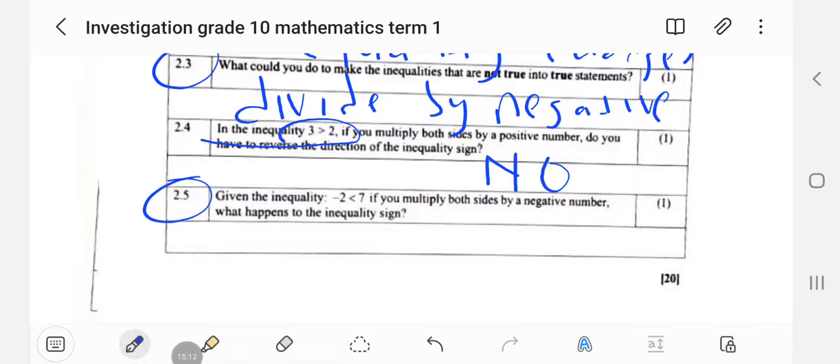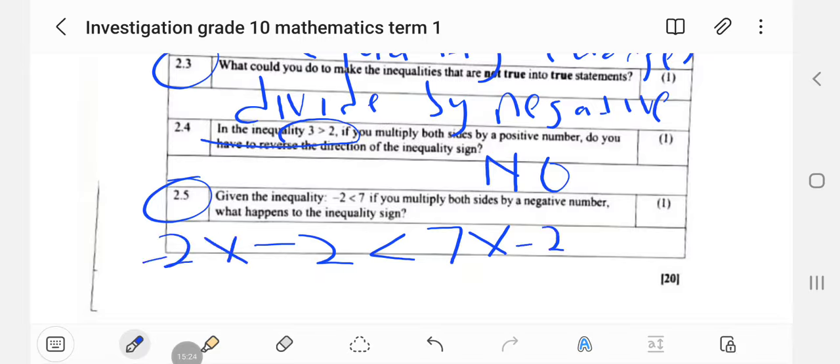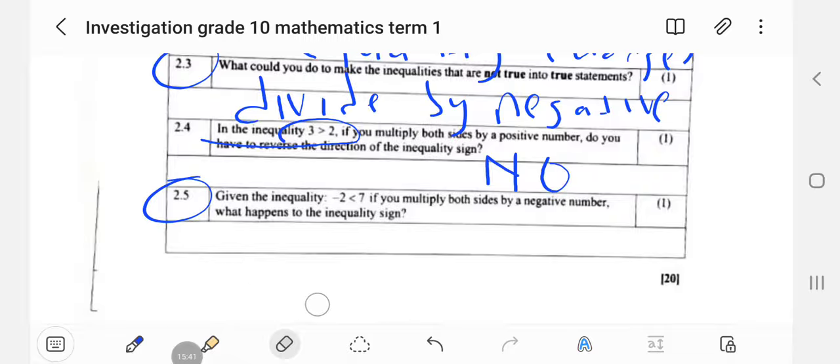2.5. Given the inequality minus 2 less than 7, if you multiply both sides by a negative number, let's say minus 2, this one becomes positive, this one becomes negative. What happens to the inequality? It changes. Why? Because when we multiply or divide by a negative on both sides, the inequality has to change.